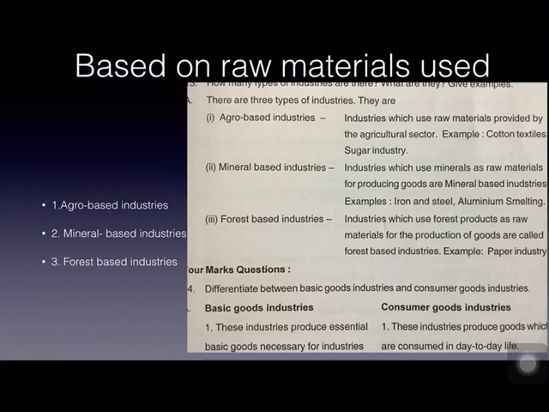The third type is forest-based industries. Industries which use forest products as raw materials for the production of goods. Forest products are used as raw materials for the production of other goods. These industries are called forest-based industries. For example, the best example is the paper industry. We get pulp from the forests, only from softwood trees, and then the paper industry is done.